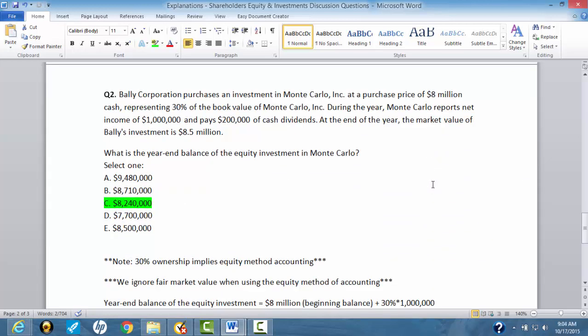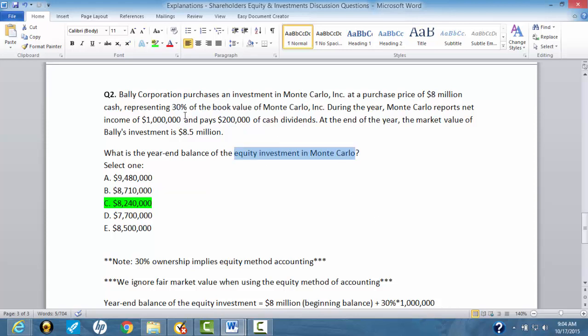Bally Corporation purchases an investment in Monte Carlo at a purchase price of 8 million in cash. Now, this investment represents 30% of the value of Monte Carlo. Now, during the year, Monte Carlo reports net income of 1 million and pays 200,000 dividends. At the end of the year, the market value of Bally's investments is 8.5 million. We are asked to determine the year-end balance of the equity investment in Monte Carlo.